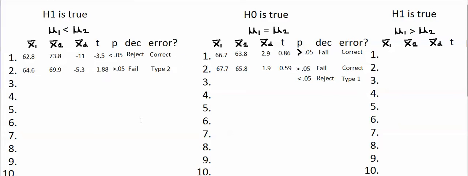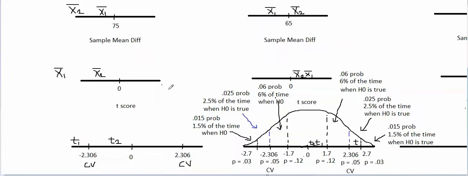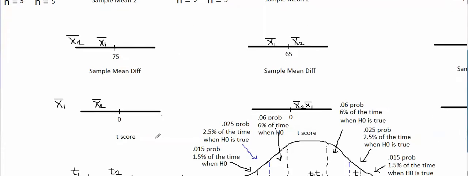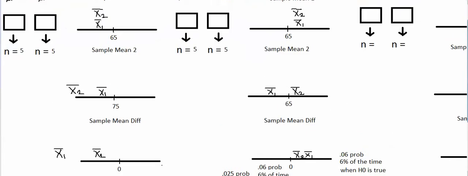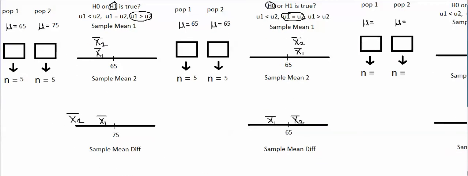So you can keep doing this for these outcomes. You'll be filling these in with each simulation, and you'll also be filling in each time the first sample mean, the second sample mean, the sample mean difference, and the t-score. The t-score goes here somewhere. Once you finish these, I want you to do one more set of simulations.